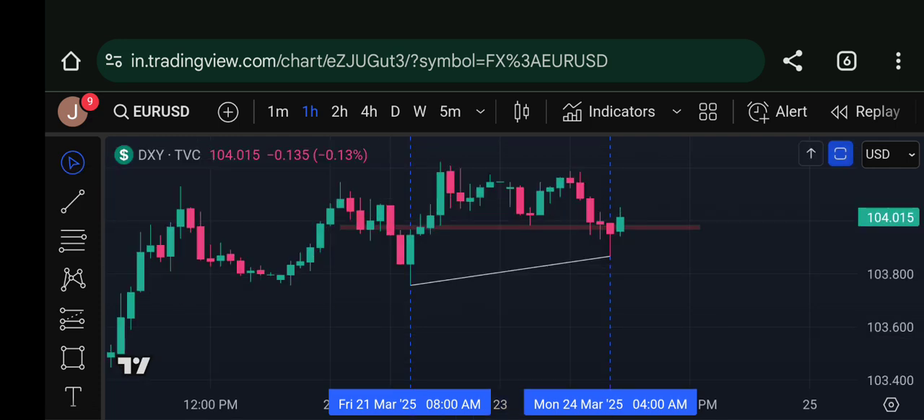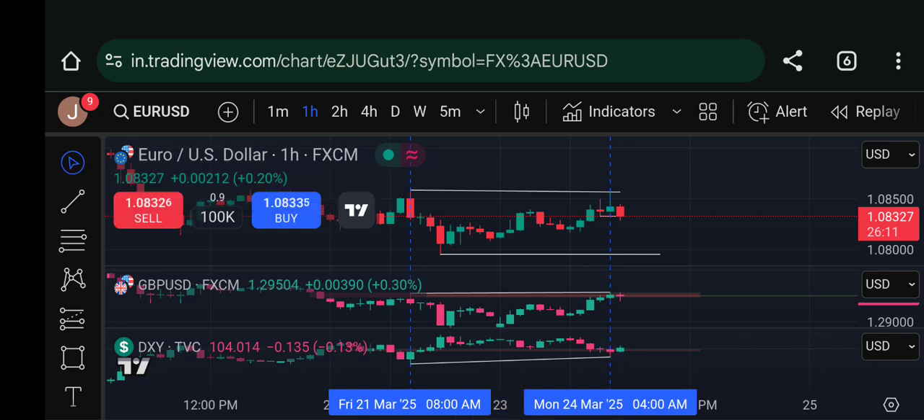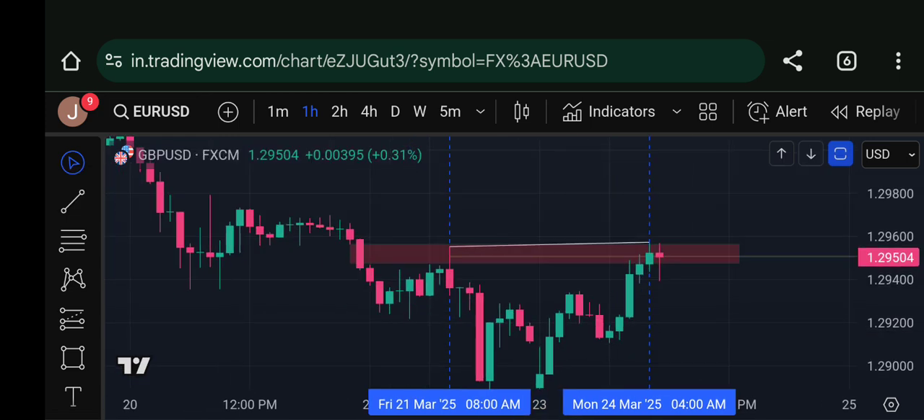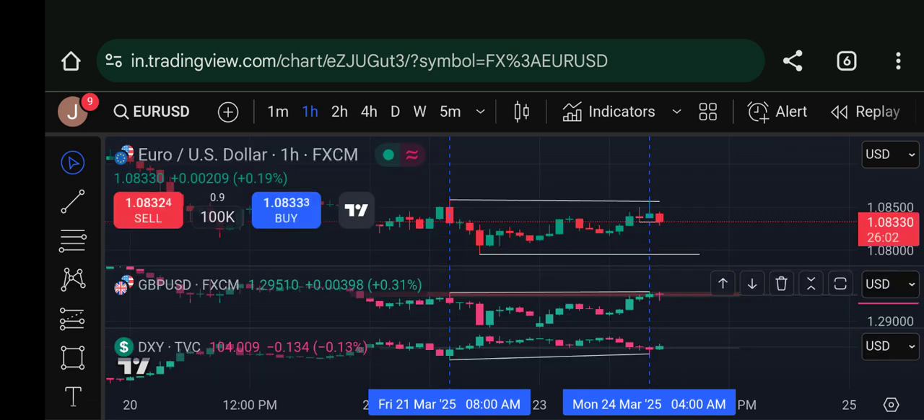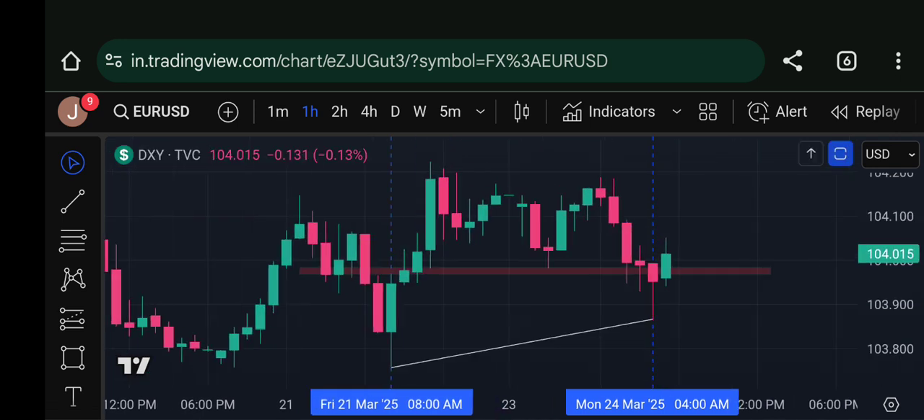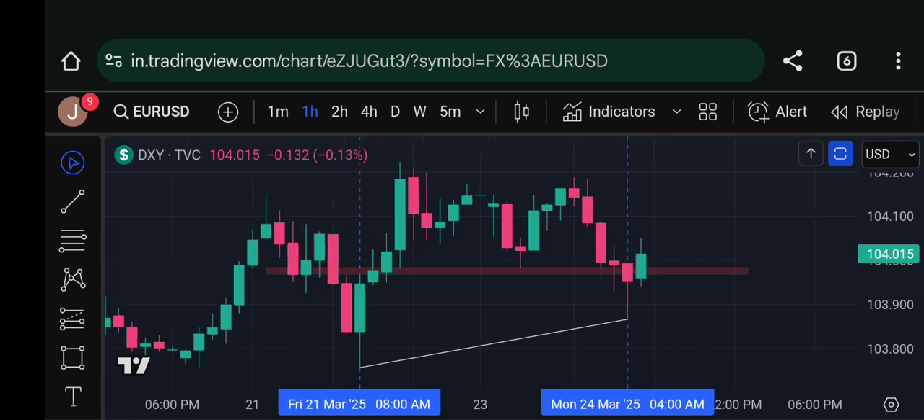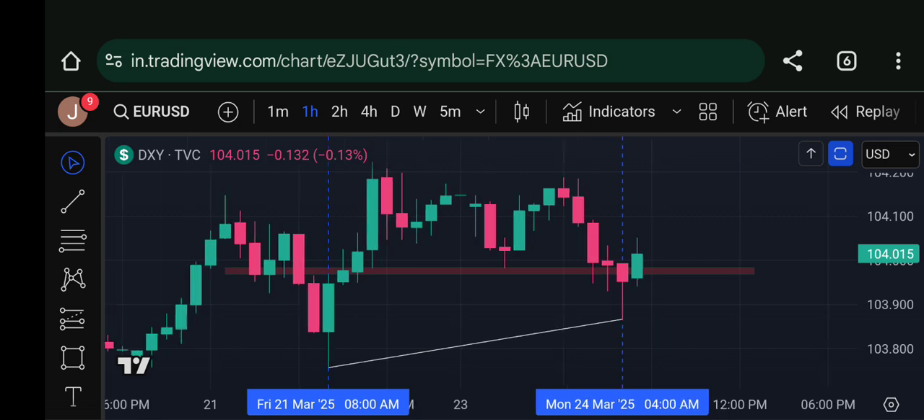If DXY makes a higher high, then GBP should also make a lower low. Instead it made a higher high, guys. So this is SMT. So if price respects this, where would price move? It would definitely move above these highs, guys. The same highs I am talking about here.